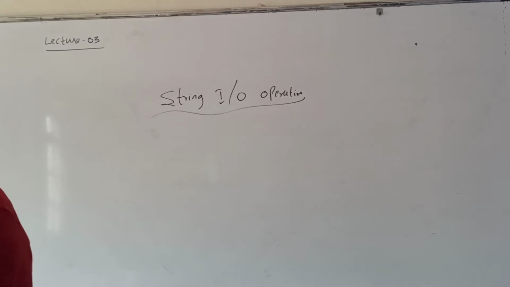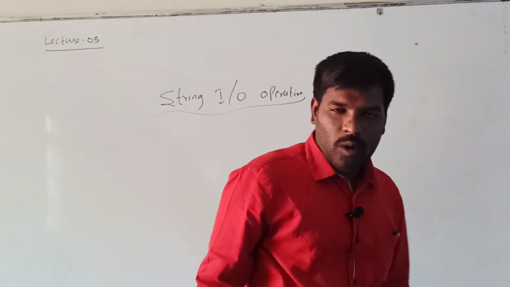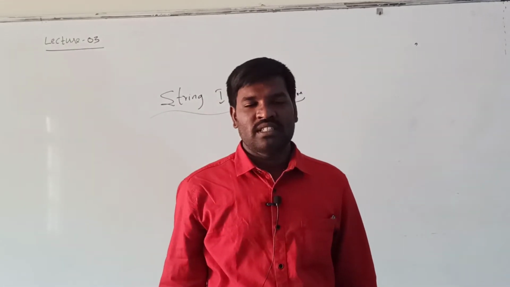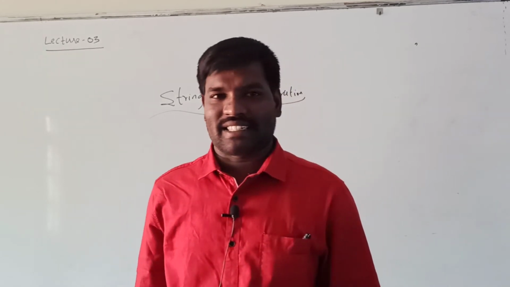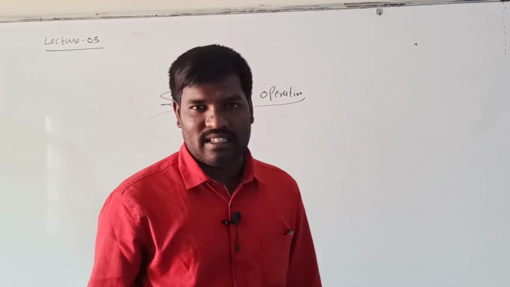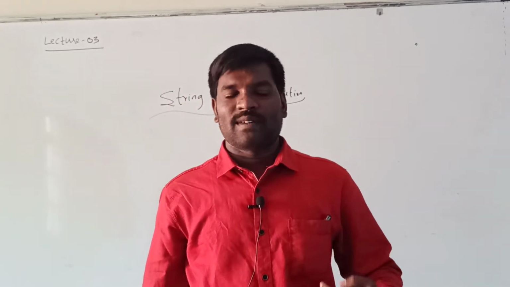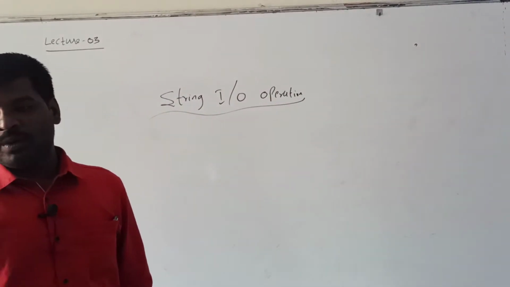String input output operation. In the previous operations we worked on only a single character. Put means you can write only a single character with the help of the put function. Get means you can read only a single character. If you want to read more than one character, we have to use the string input and output operation.